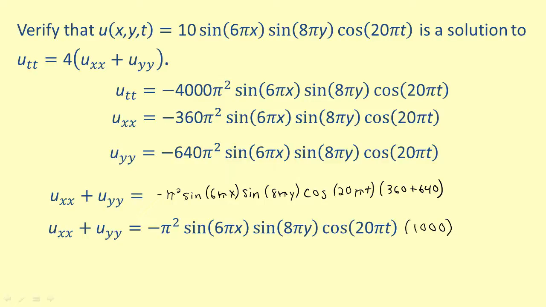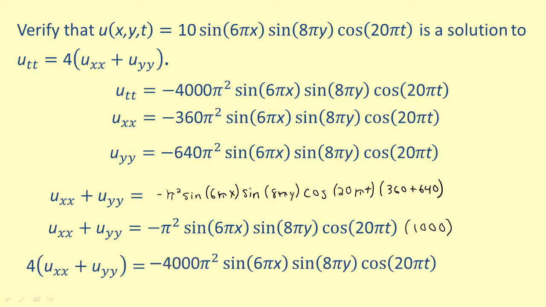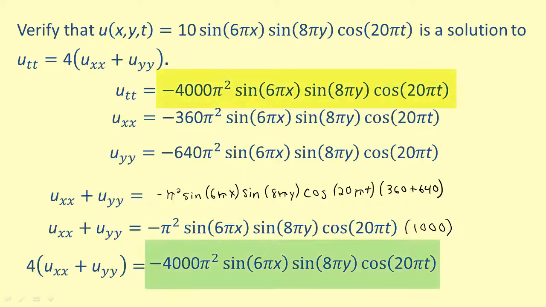Multiply both sides of the equation by 4, and rearrange the terms on the right to show that 4 times the quantity u sub xx plus u sub yy equals negative 4,000 pi squared times sine of the quantity 6 pi x times sine of the quantity 8 pi y times cosine 20 pi t. This is equal to u sub tt, and u of x, y, t is a solution to u sub tt equals 4 times the quantity u sub xx plus u sub yy.